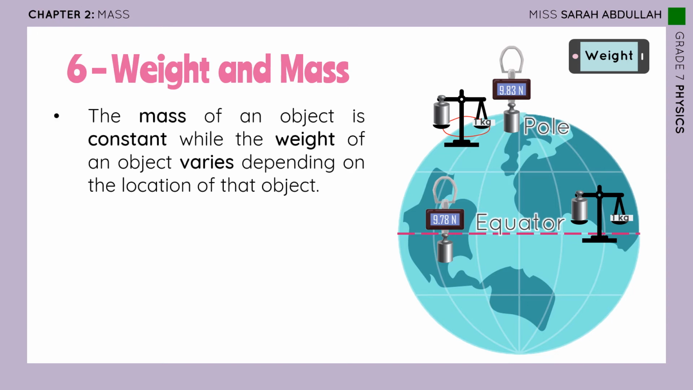So we can say that the mass of an object is constant, while the weight of an object varies depending on the location of that object. So it's so important to know that mass is constant. It doesn't change from one place to another. But the weight, it does. Now I'm going to use this simulation to show you how weight and mass behave on Earth, on the moon, and on different planets.